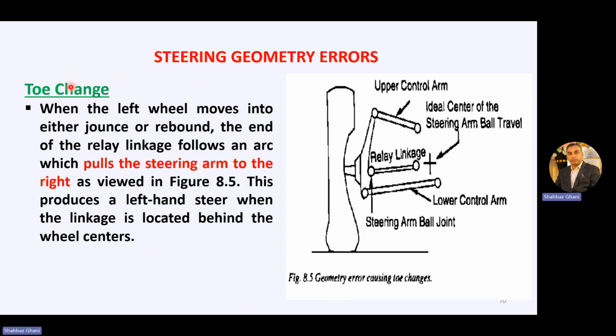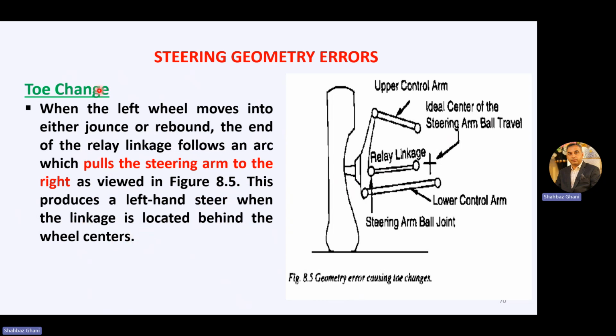Now, the second error is the toe change. This is your wheel, spindle, knuckle, upper control arm, lower control arm, relay linkages, the steering arm ball joint, and this plus is moved here, the ideal center for the steering arm ball travel. Geometry error causes toe change. When the left wheel moves into either jounce or rebound, the end of the relay linkage follows an arc which pulls the steering arm to the right as viewed in the figure. This produces a left-hand steer when the linkage is located behind the wheel center.